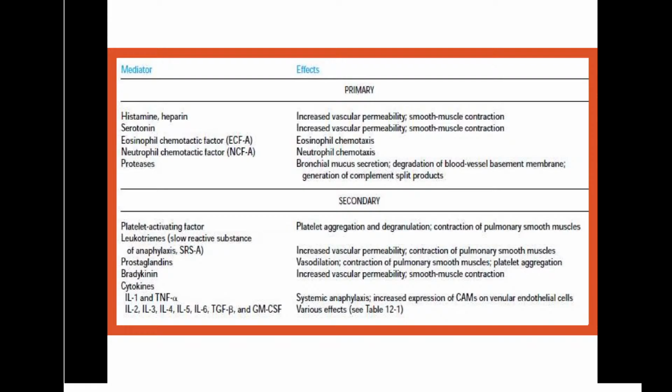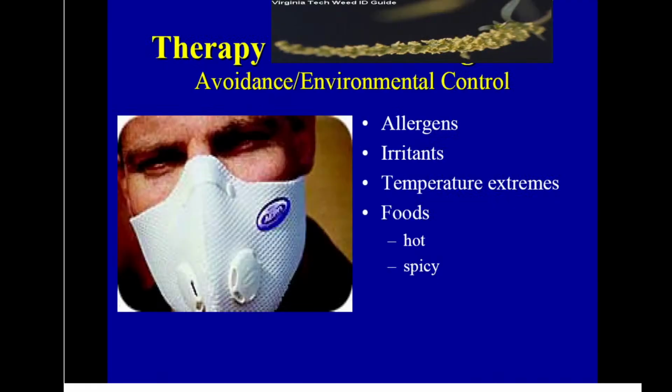Then cytokines, interleukin 1, 2, 3, 4, and 5, all affect the systemic anaphylactic reaction and cause increased expression of adhesion molecules on endothelial cells, and some other effects. So that is the first type of reaction.